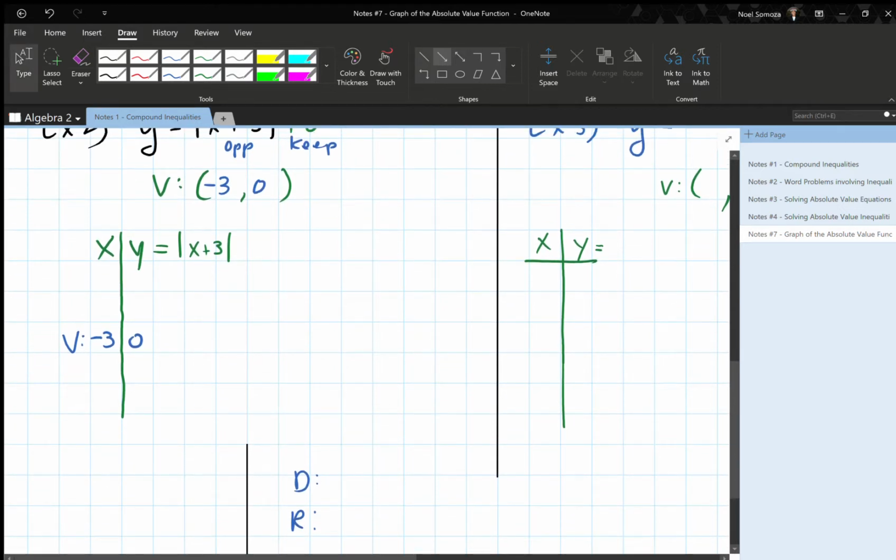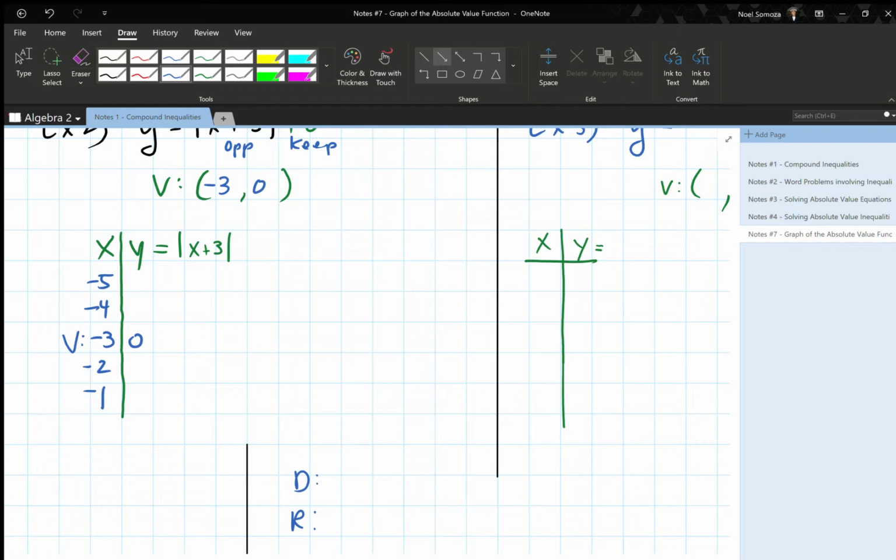And I want some values here that are going to be less than negative 3. Give me some. Negative 4 and negative 5. Okay. Give me some that are a little bigger. Negative 2 and negative 1. Easy. Okay? So two numbers left of it, two numbers to the right of it.